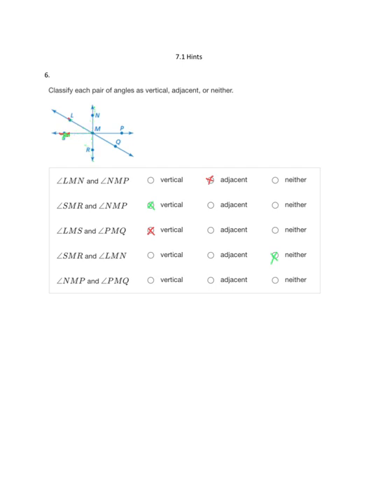Okay, and then let's look at our last pair of angles, NMP. So that's this angle right here, and PMQ, that's this angle right here. So these two angles, we can see they share a common side, so therefore they are adjacent.